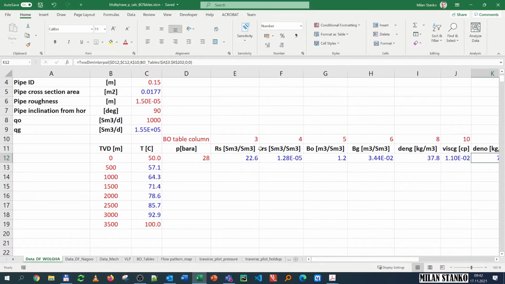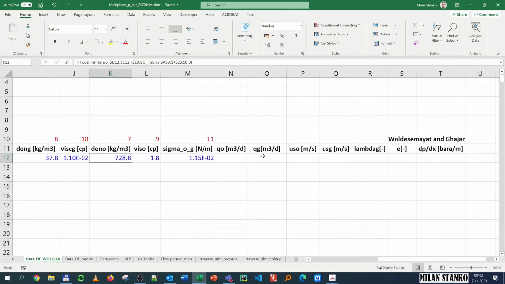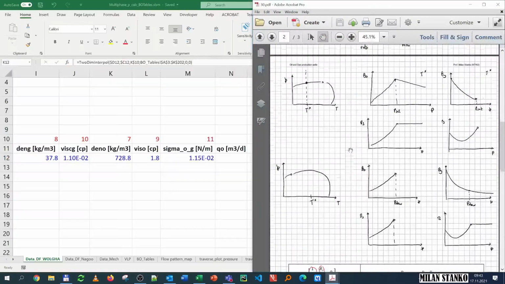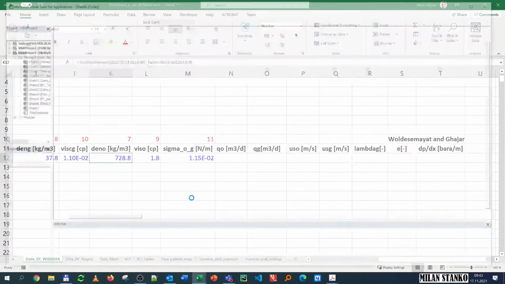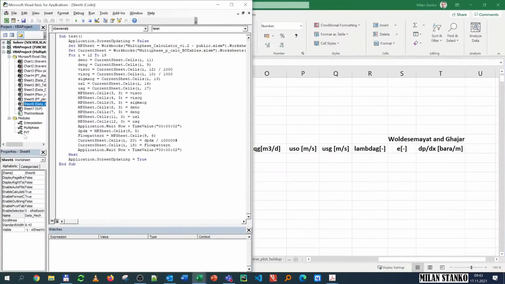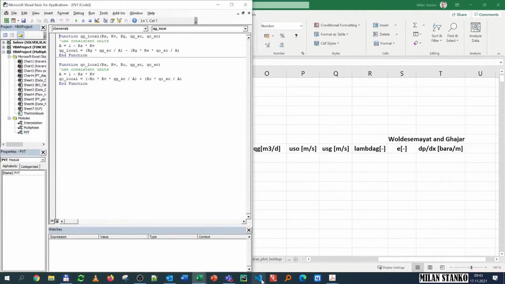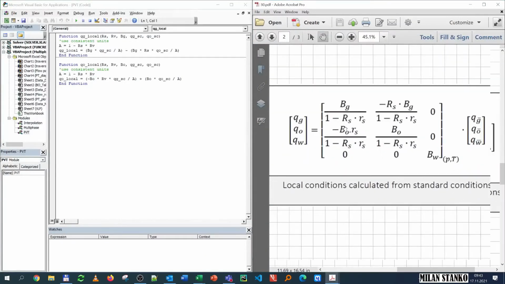So we have already all of these properties, and with these properties we can calculate the local rates. Remember this expression we were using some lectures ago, local rates are a function of the BO properties and a function of the standard condition rate. I have already coded these equations for you, and they are in VBA. You go to these modules, I think it's this PVT, and you see essentially these equations programmed here.